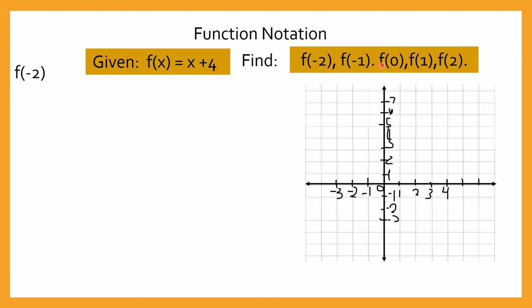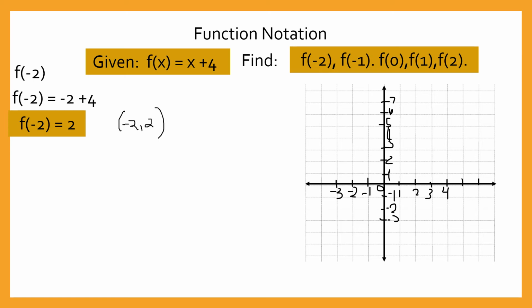Now, I'm going to show you, very easy, just substitute. So f of negative 2 is equal to negative 2 plus 4, and f of negative 2 is equal to 2. Which means that the coordinate here is negative 2, 2. That's the point. Now, if I have f of negative 1, that is equal to negative 1 plus 4. Negative 1 plus 4 is 3.